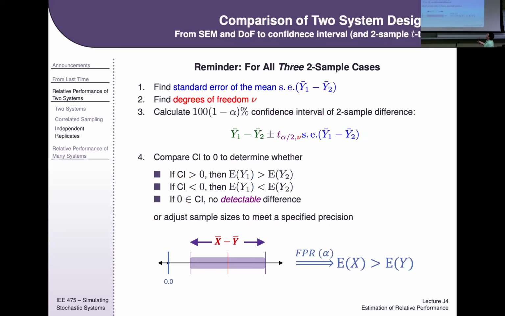So in all three of those cases, you figure out the standard error of the mean, you figure out the degrees of freedom, you calculate a confidence interval, and then you compare the confidence interval to 0, and that will tell you if your two sample test tells you if one system is better, the other system is better, or if you can't tell the difference. Any questions about that?